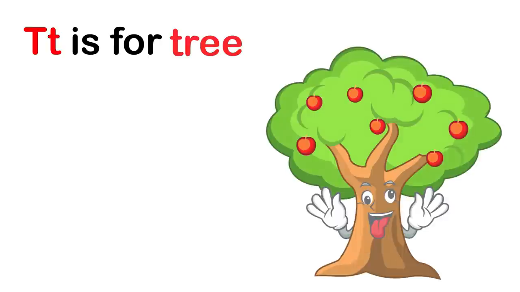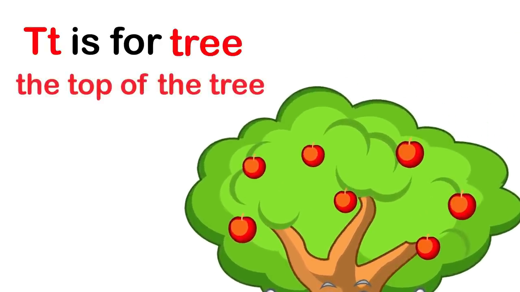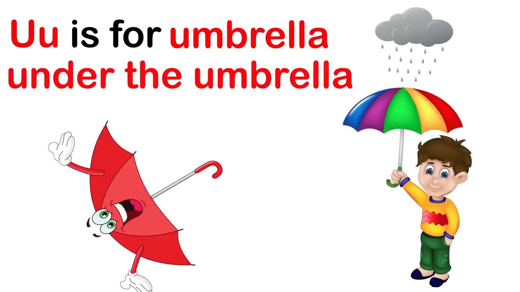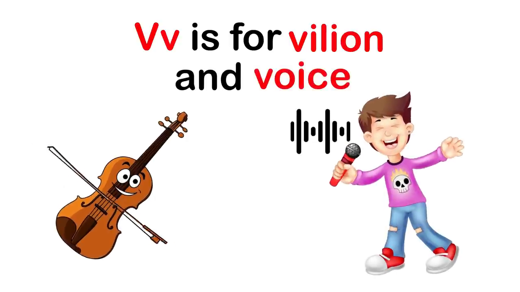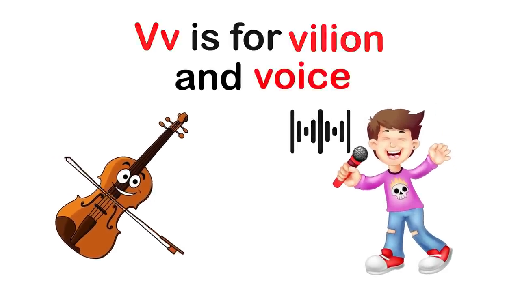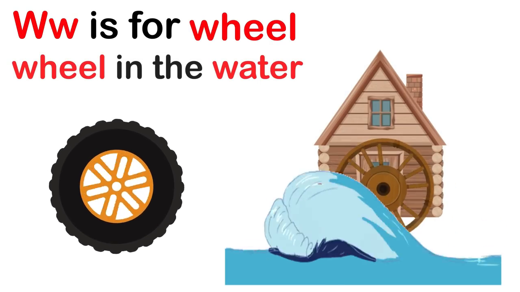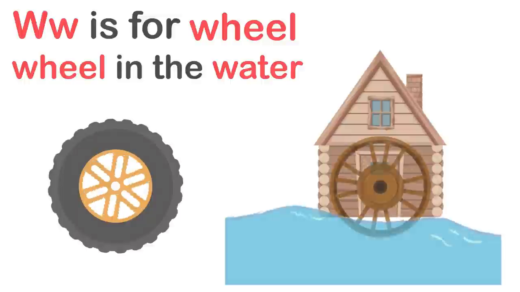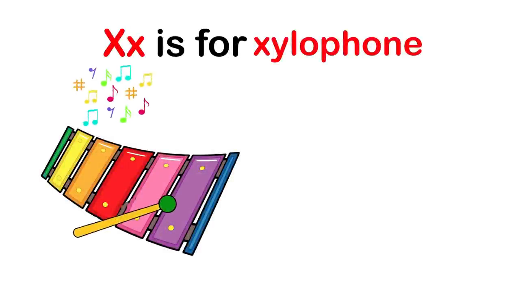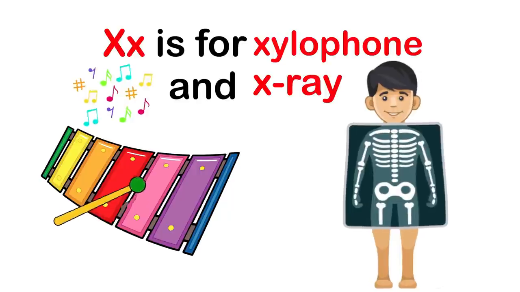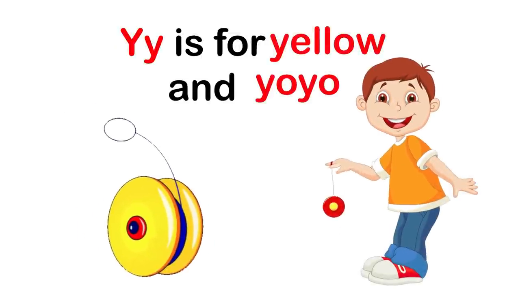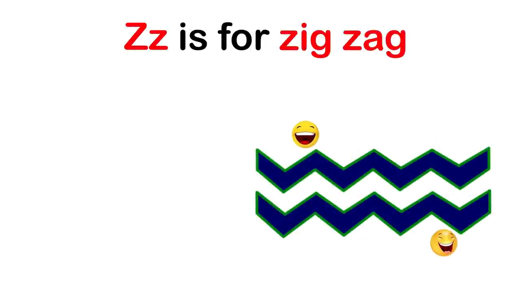T is tree. The top of the tree. U is for umbrella. Under the umbrella. V is for violin and bass. W is for wheel, wheel in water. X is for xylophone and x-ray. Y is for yellow and yo-yo. A yellow yo-yo. Z is for zigzag and zipper.